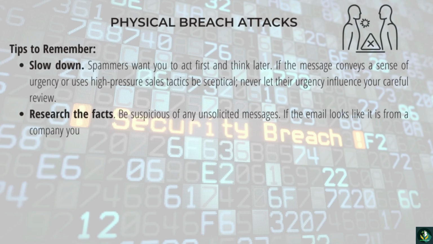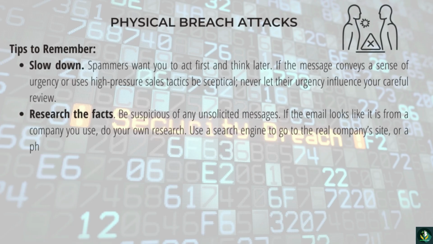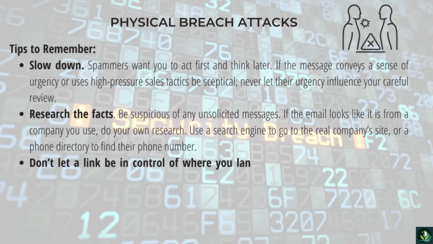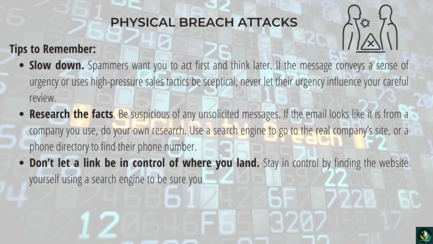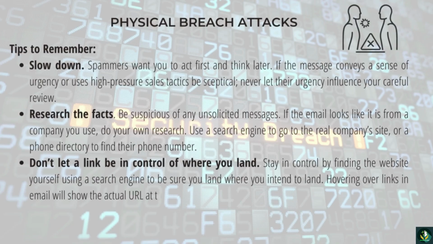Research the facts. Be suspicious of any unsolicited messages. If the email looks like it is from a company you use, do your own research. Use a search engine to go to the real company's site or a phone directory to find their phone number. Don't let a link be in control of where you land. Stay in control by finding the website yourself, using a search engine to be sure you land where you intend to land. Hovering over links in your email will show the actual URL at the bottom, but a good fake can still steer you wrong.